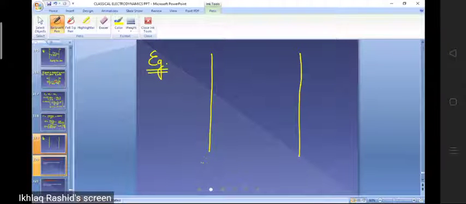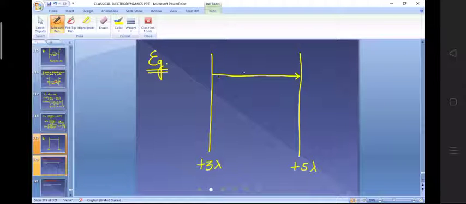Now suppose that its charge density is something like plus 3 lambda, and the other one's charge density is something like plus 5 lambda. The separation between them is equal to R. What you have to do is locate the point of equilibrium. So here I will write down: locate point of equilibrium.